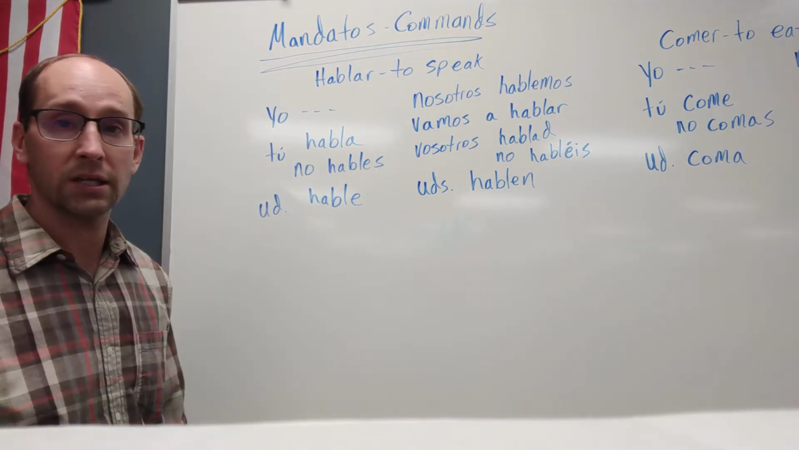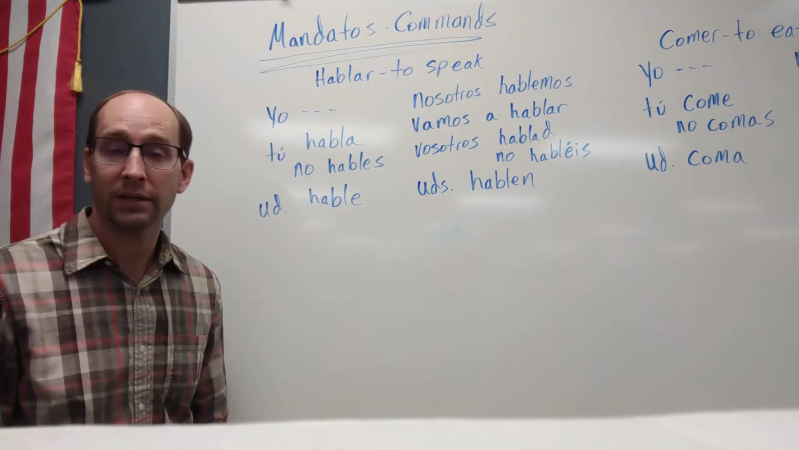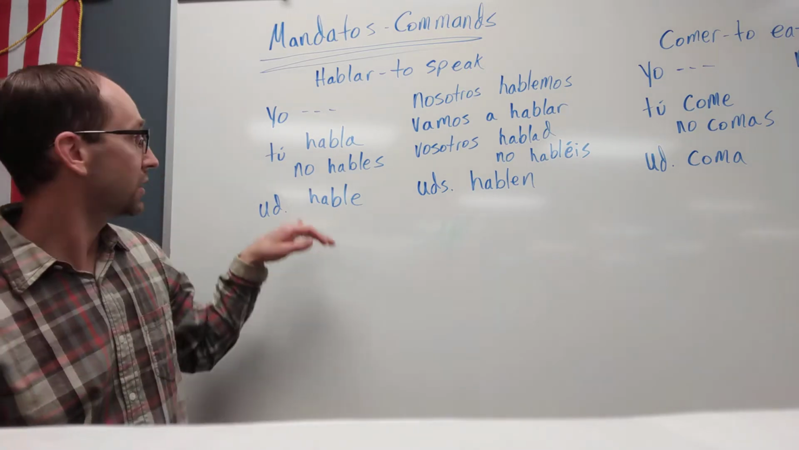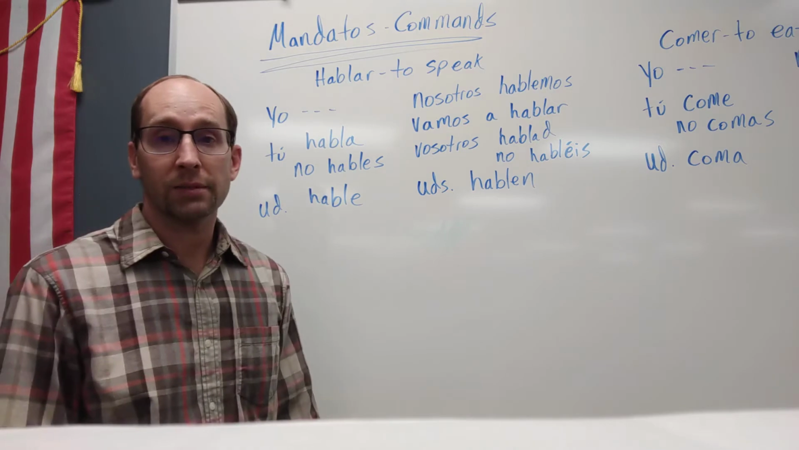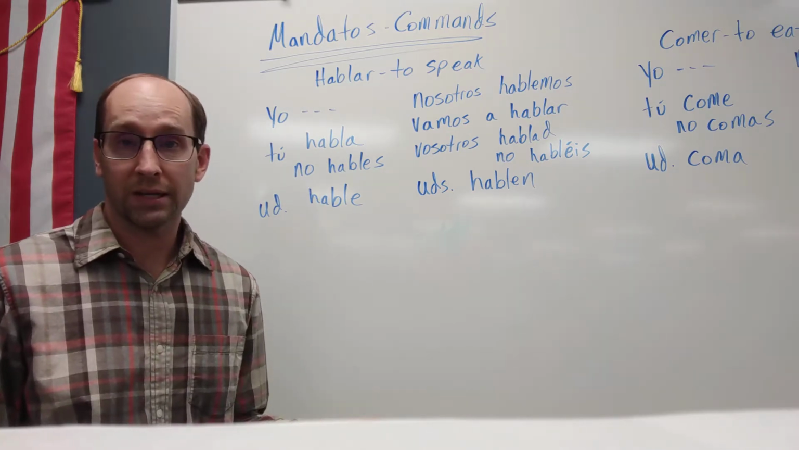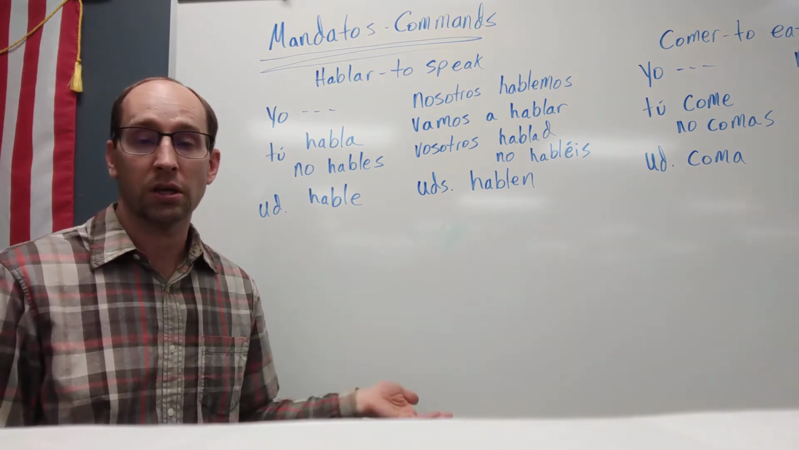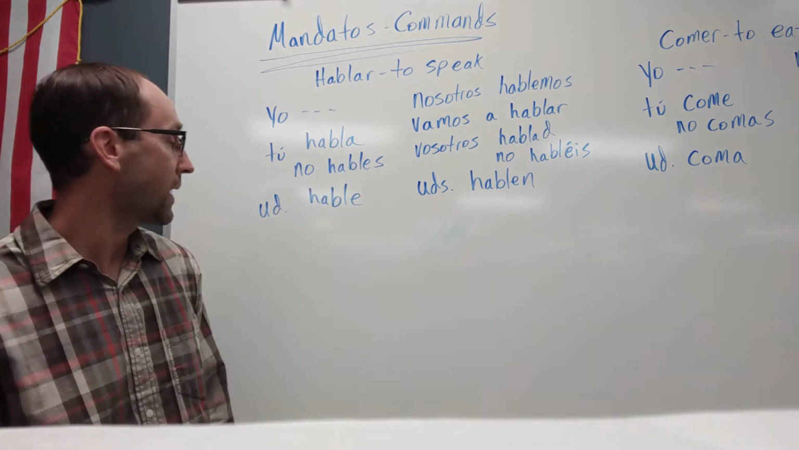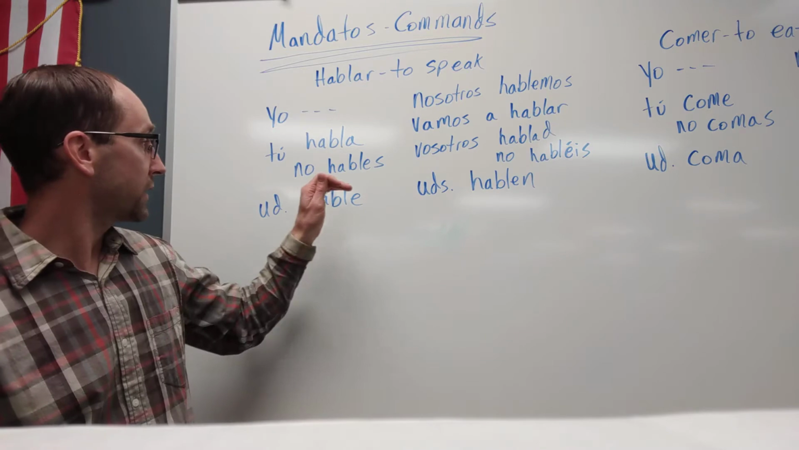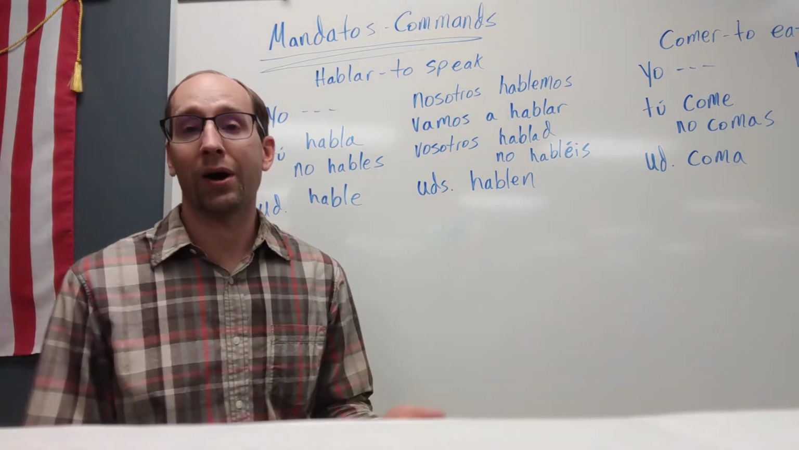The tú affirmative, habla, I'm going to tell somebody to speak, or tell them not to speak, no hables. So notice habla is the same as the normal indicative present tense él, ella, usted version, habla, but here it's going to become a command for the tú form. Then if I tell somebody not to do something, it's going to be no hables.